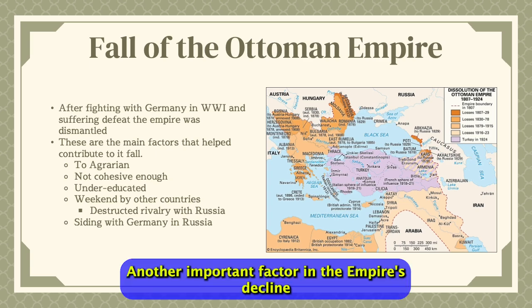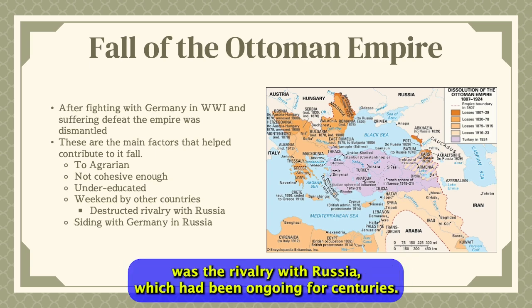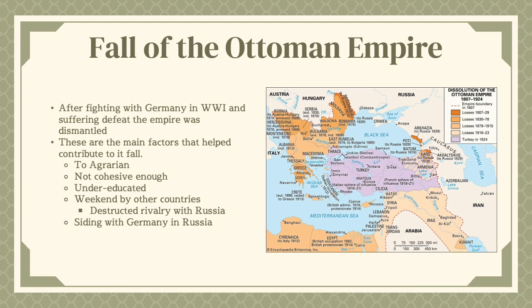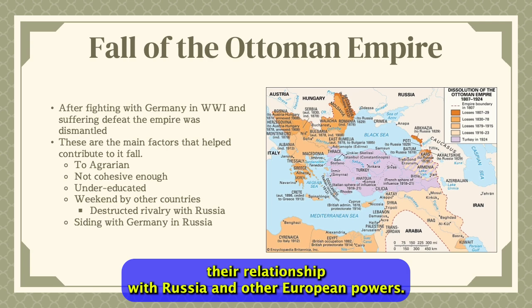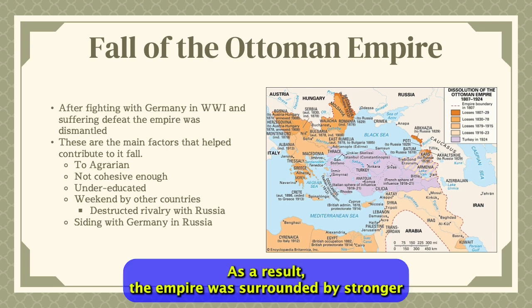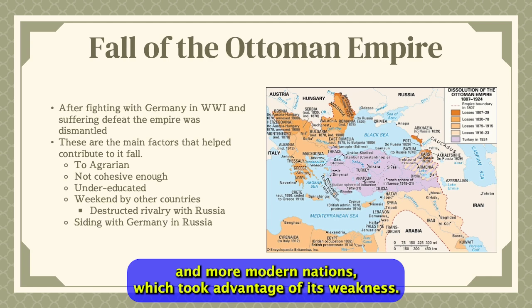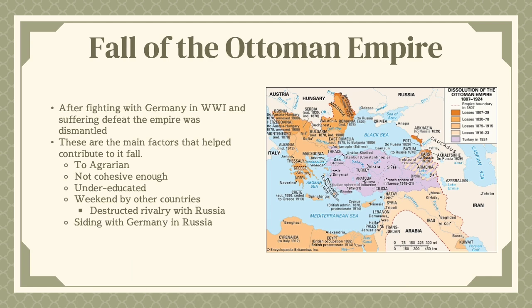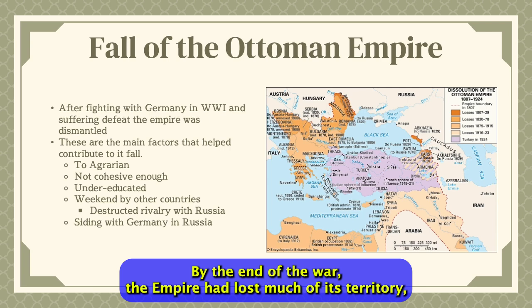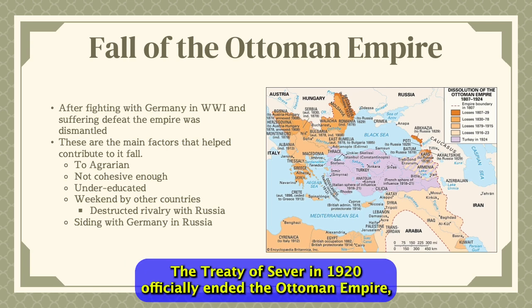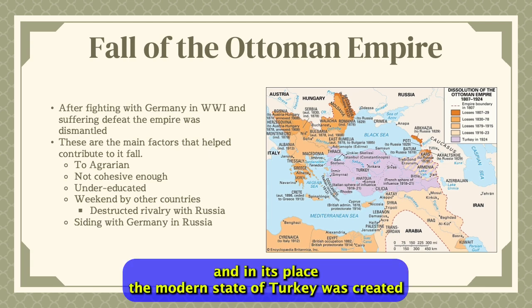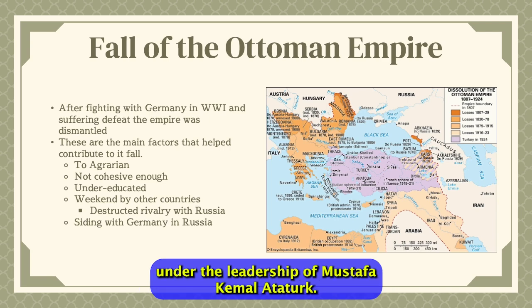Another important factor in the empire's decline was the rivalry with Russia, which had been ongoing for centuries. The Ottomans siding with Germany during the war worsened their relationship with Russia and other European powers. As a result, the empire was surrounded by stronger and more modern nations, which took advantage of its weakness. By the end of the war, the empire had lost much of its territory, and the remaining parts were too weak to recover. The Treaty of Sèvres in 1920 officially ended the Ottoman Empire, and in its place, the modern state of Turkey was created under the leadership of Mustafa Kemal Atatürk.